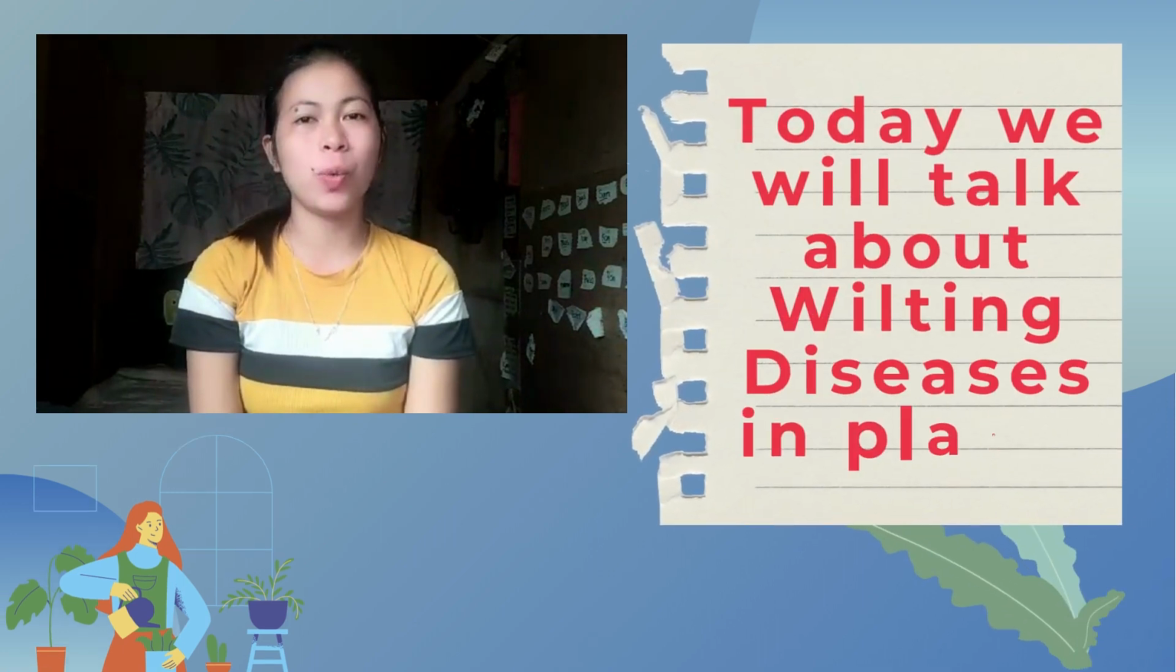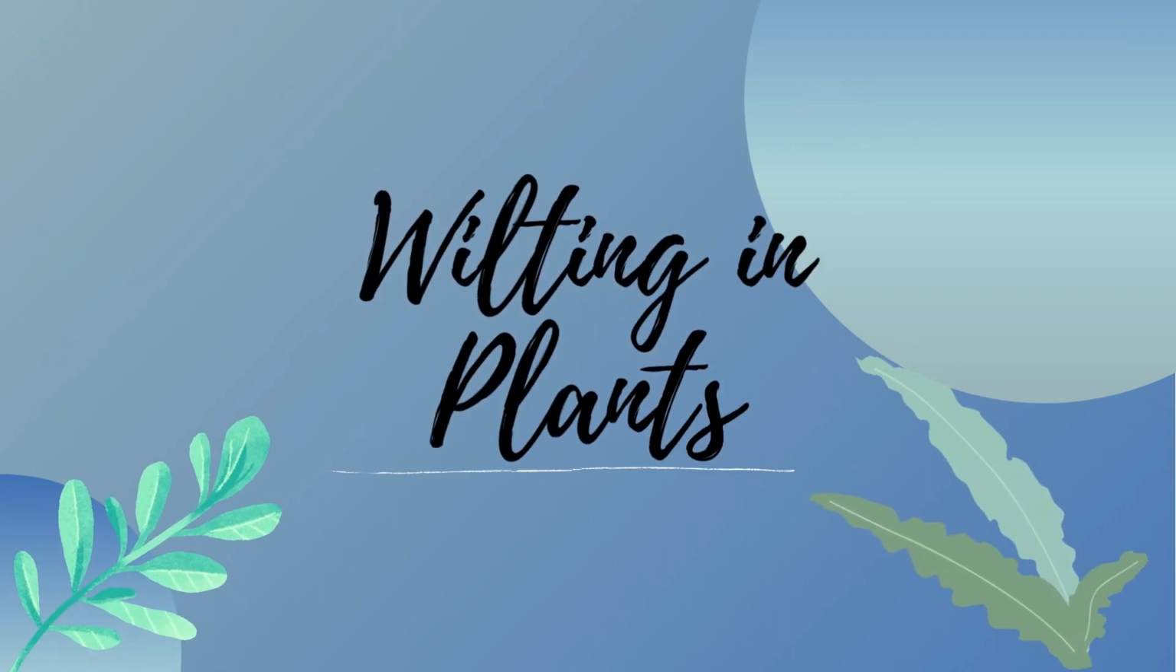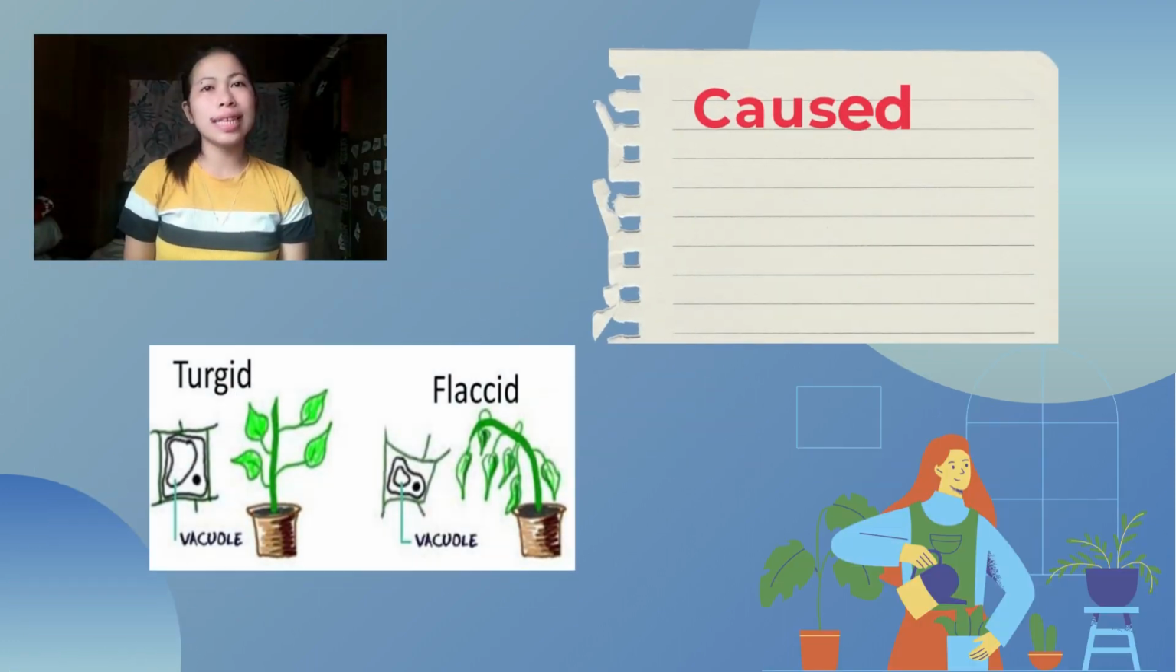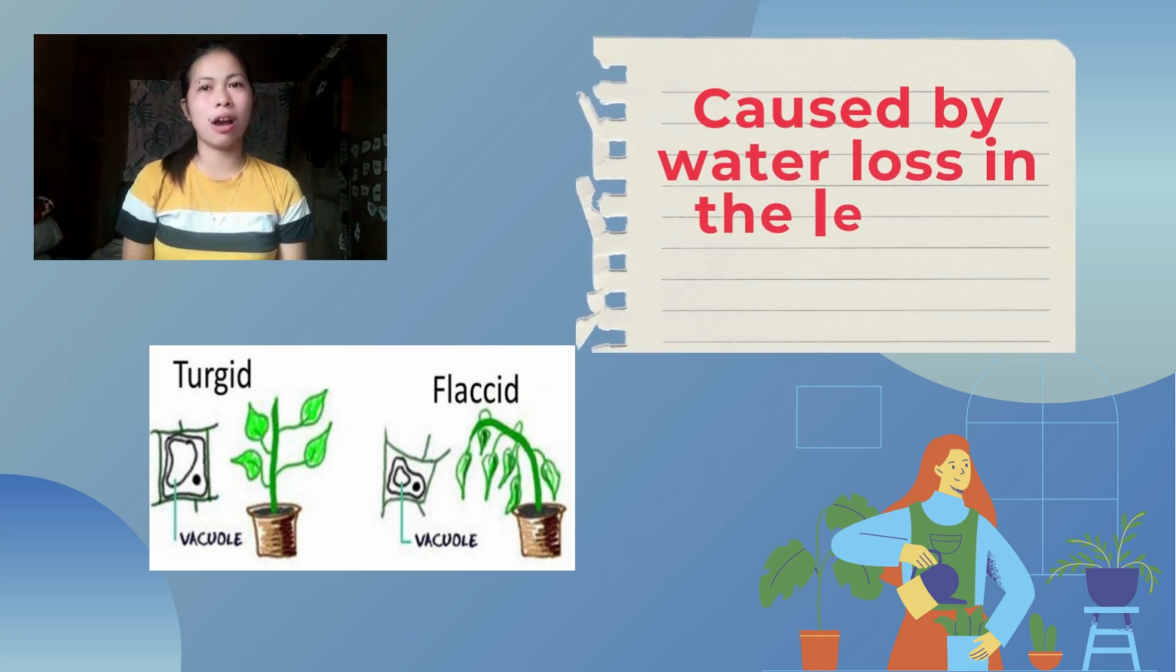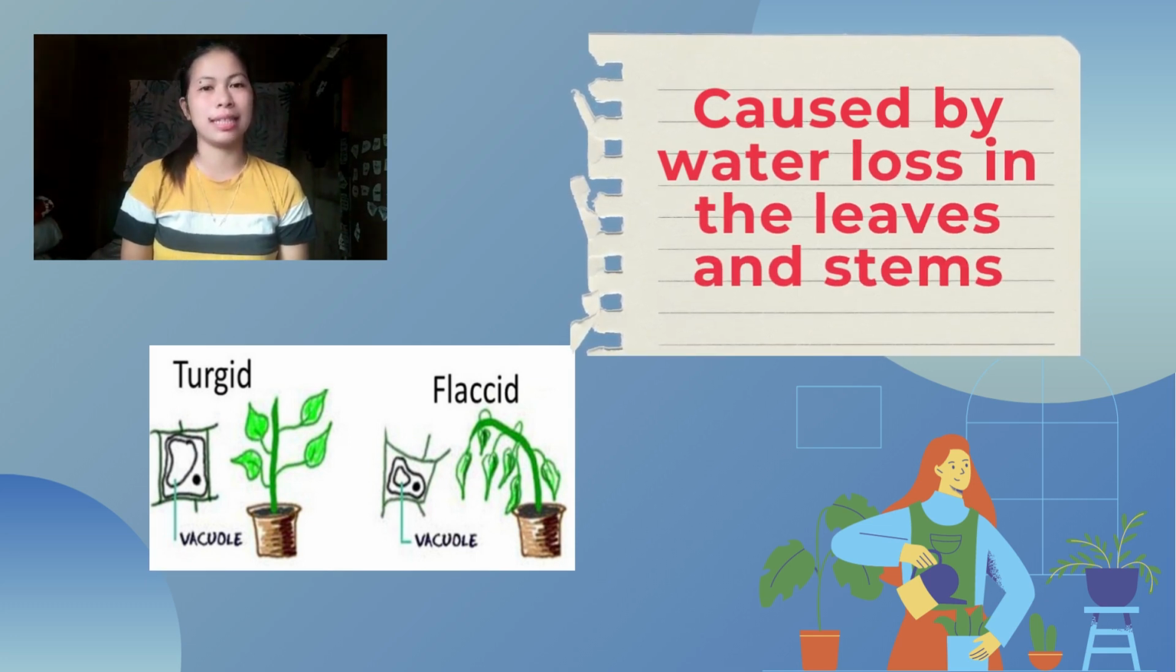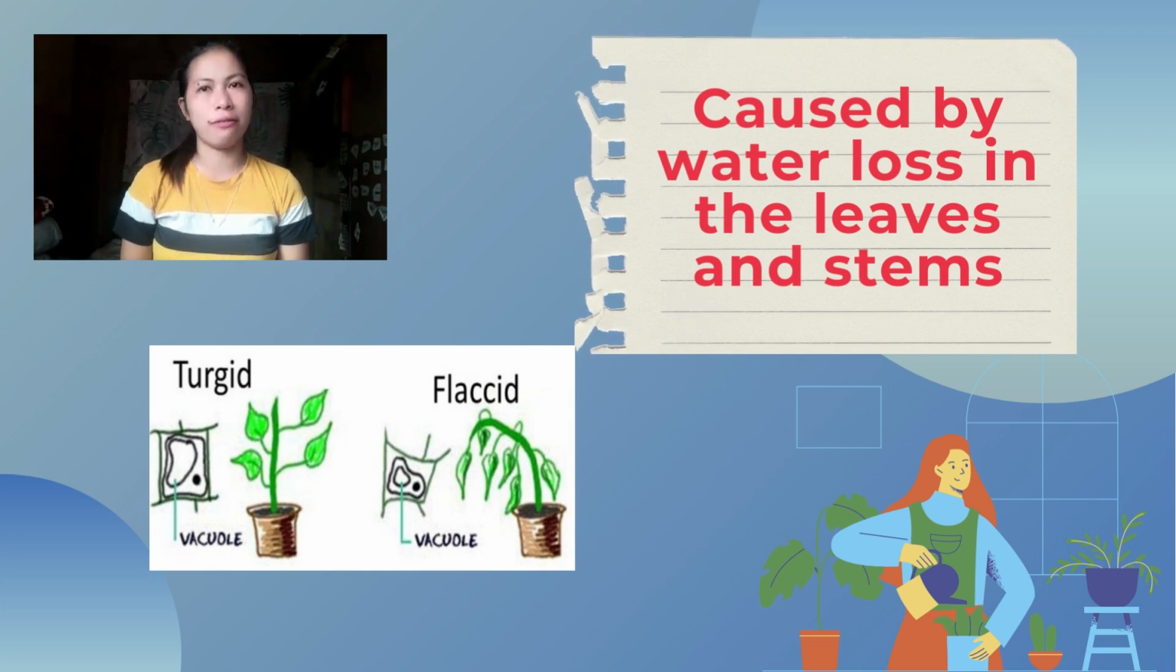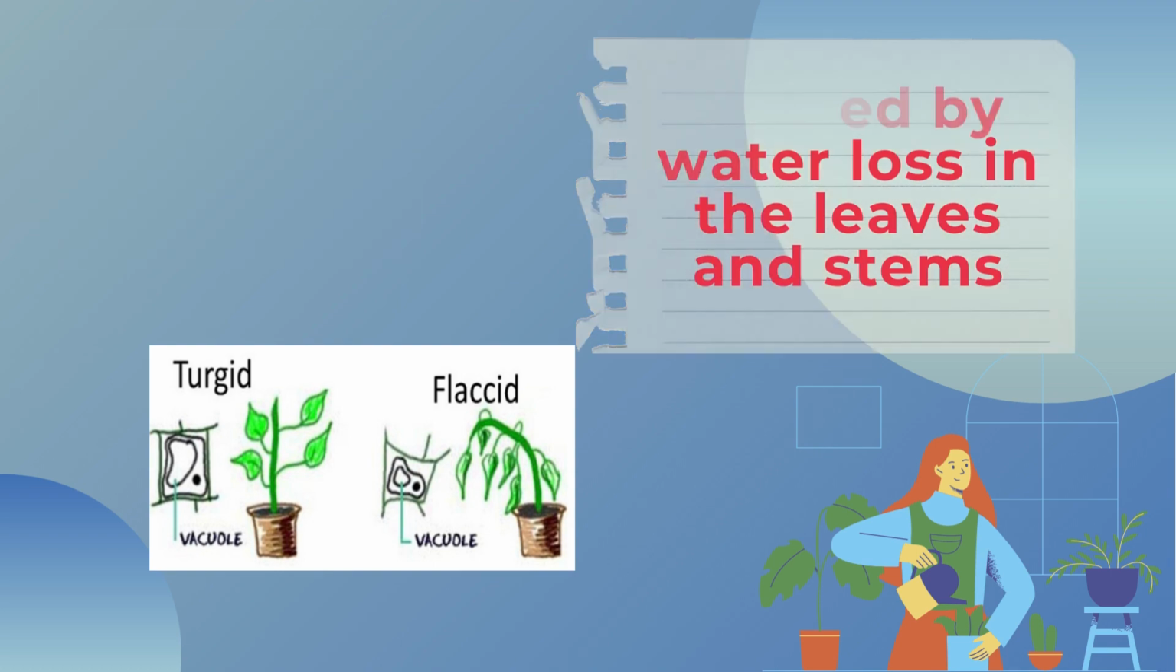Today, we will talk about wilting diseases in plants. Wilting is a symptom of plant disease caused by water loss in the leaves and stems. Parts that have been affected lose their turgidity and drop. A multitude of fungi, bacteria, and viruses cause specific wilt illnesses. Wilt illnesses include bacterial wilt, oak wilt, spotted wilt, and verticillium wilt.